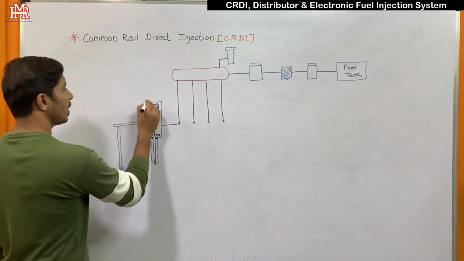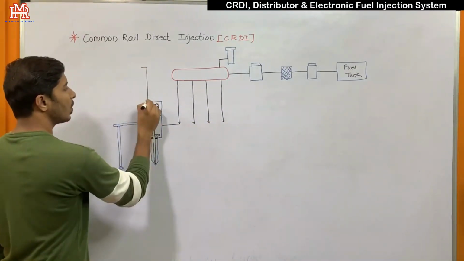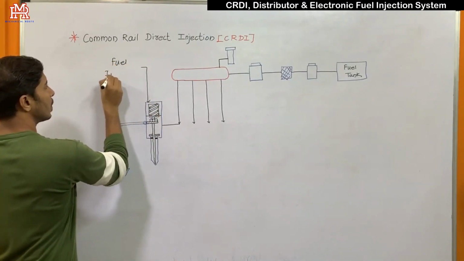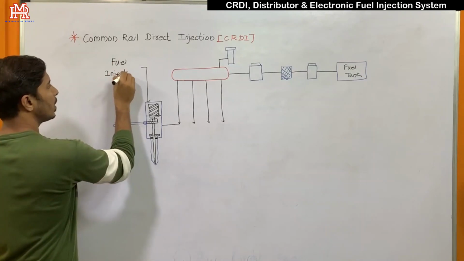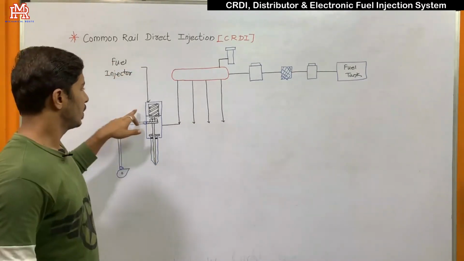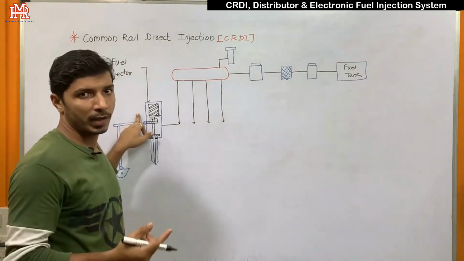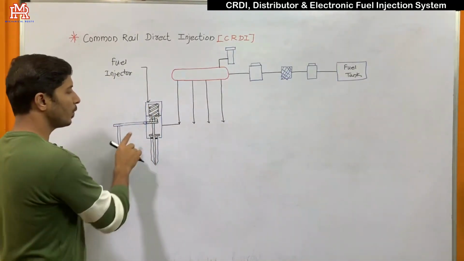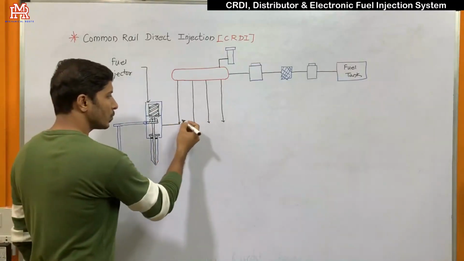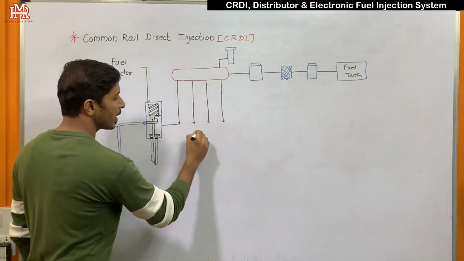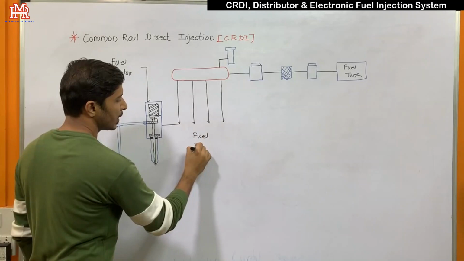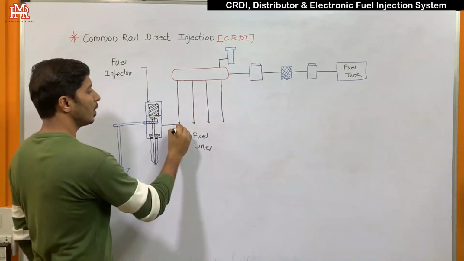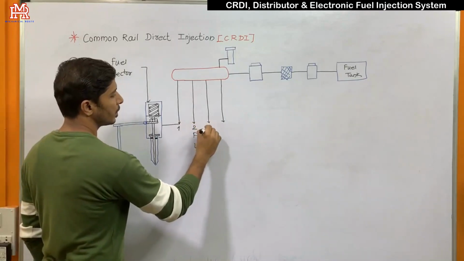The first important component that is common in all systems is the fuel injector. According to the number of cylinders used, the number of fuel injectors will vary. For understanding purposes, I have only shown one fuel injector here, but I have shown with this arrow, these are the fuel lines. This is a 4-cylinder engine where we'll be having 4 fuel injectors.